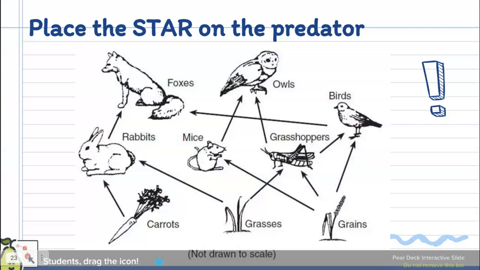Okay, so which are the predators in this food web? Right, so the foxes, owls, and the birds are at the very top of the food chain, so they are the predators. And which are the prey in this diagram? Right, so the prey would include rabbits, mice, and grasshoppers.